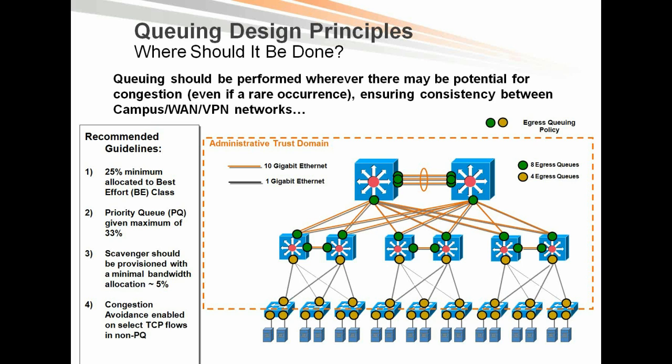Scavenger class is around 5% because we've incorporated bulk and scavenger into one queue in this instance. And then the last thing is congestion avoidance really shouldn't be used on UDP-based flows, meaning weighted RED shouldn't be, because it really doesn't affect them. TCP-based flows really work well with congestion avoidance algorithms like weighted RED because they do use a TCP algorithm and back off. And so that's generally where we use that.